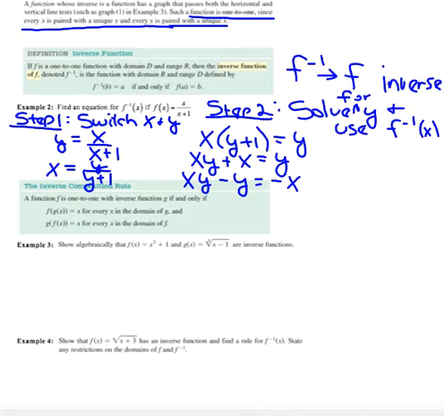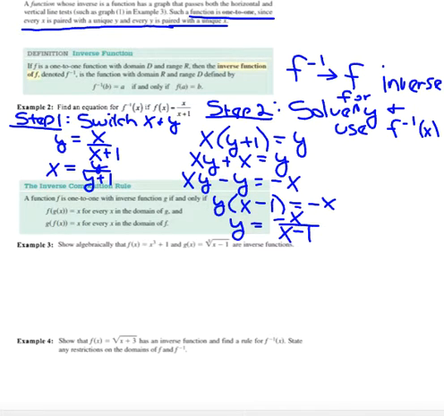Now, this is why we reviewed factoring at the beginning of the year here. You see how we have y's in both terms. So I'm going to pull out the GCF, which is the y. I end up with x minus 1 left over equals negative x. To solve for y, I divide both sides by x minus 1. So I end up with y equals negative x over x minus 1.